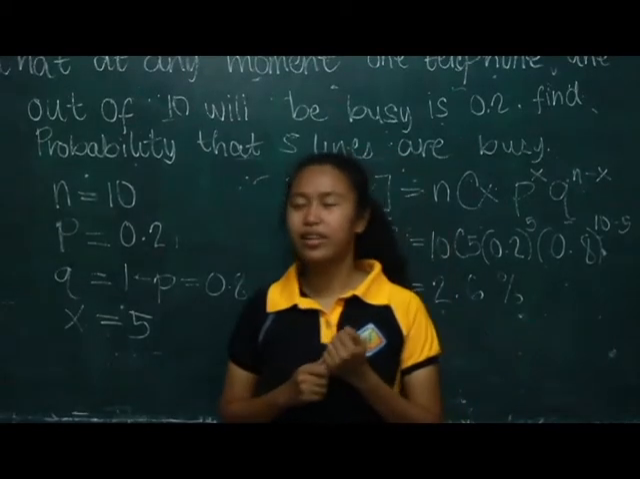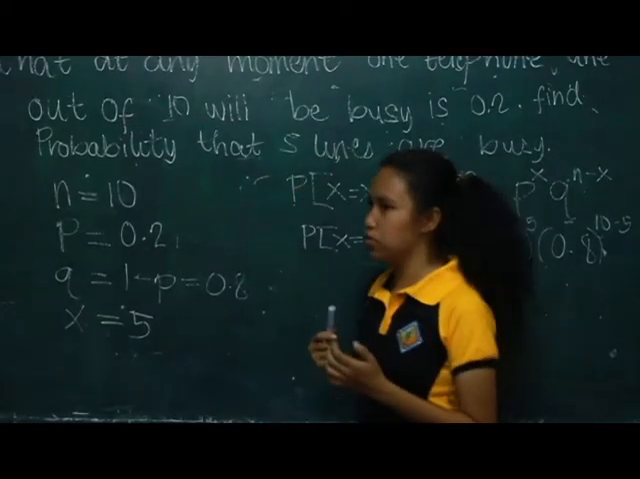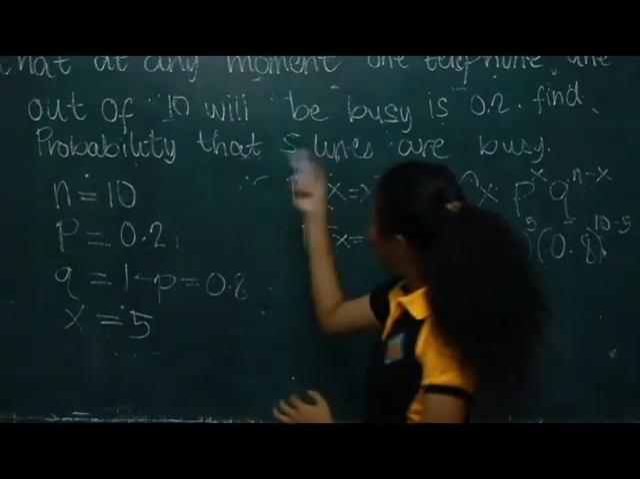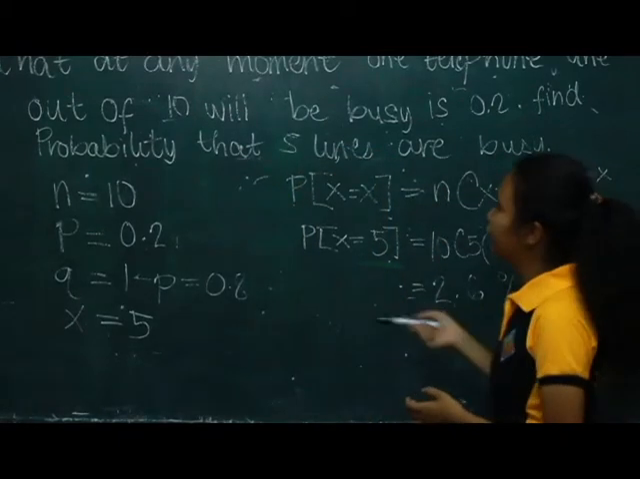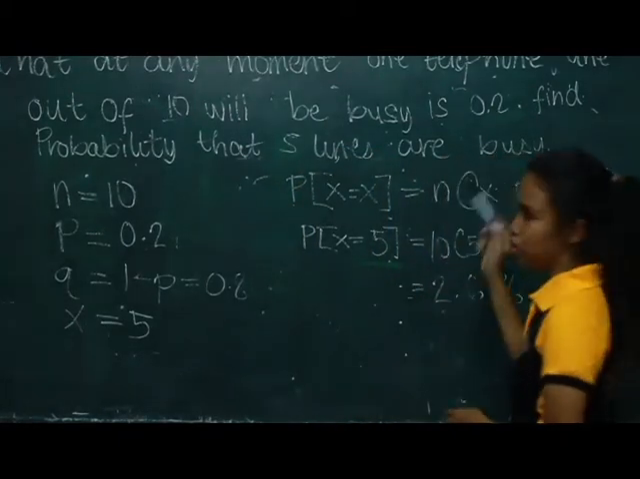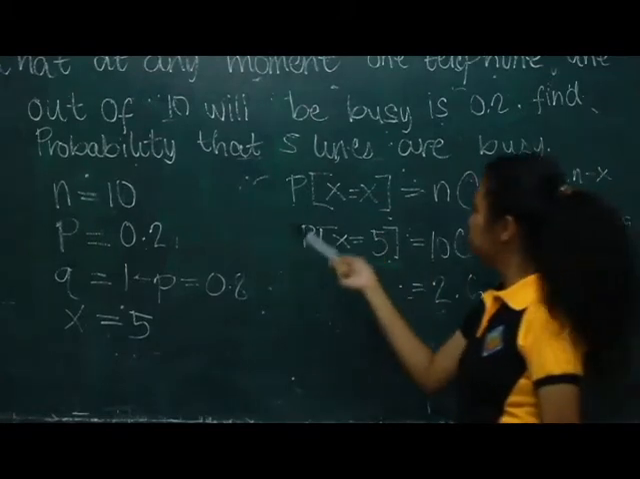So here's another example of a binomial distribution. Suppose that at any moment, the probability that one telephone line out of 10 will be busy is 0.2. Find the probability that 5 lines are busy.